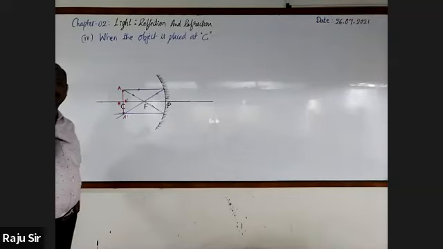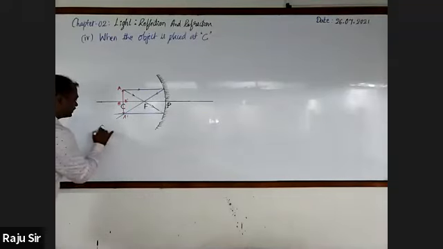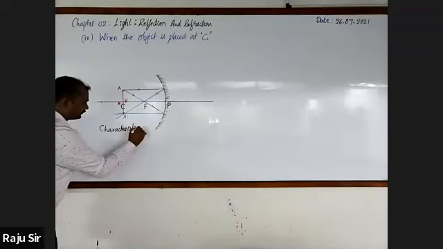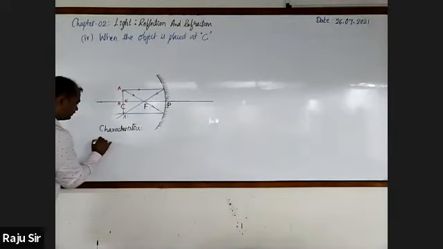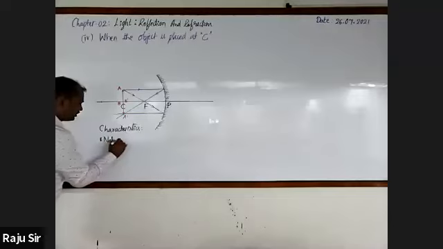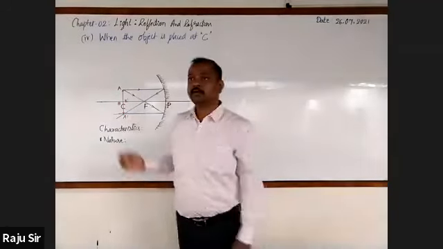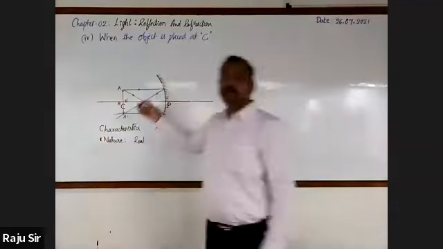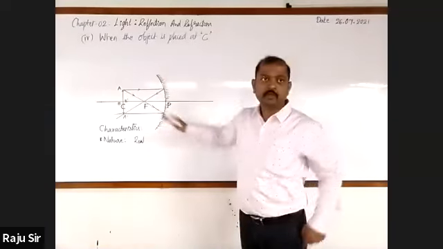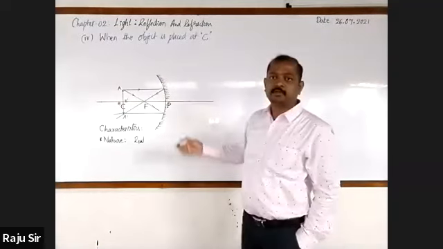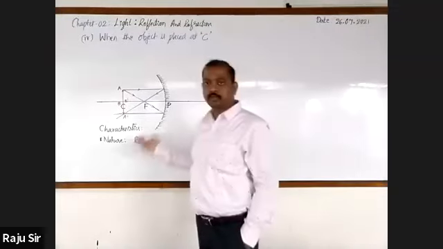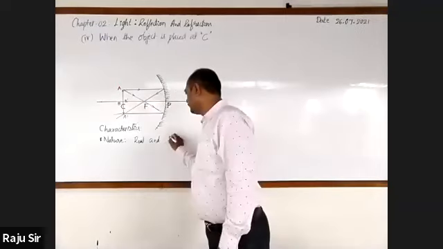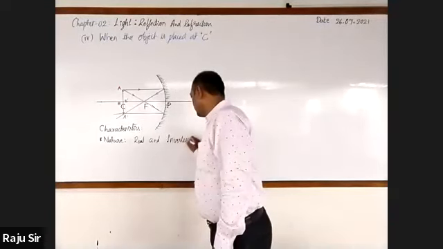Finished now? Now, let us write the characteristics. First, the nature. Can it be caught on the screen? Yes. Therefore, it is a real image. And we know that this image is formed below the principal axis. Therefore, it is upside down. Hence you can call this image inverted. So nature is real and inverted.